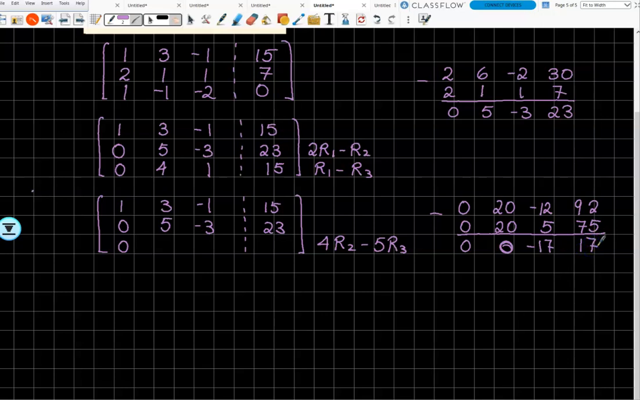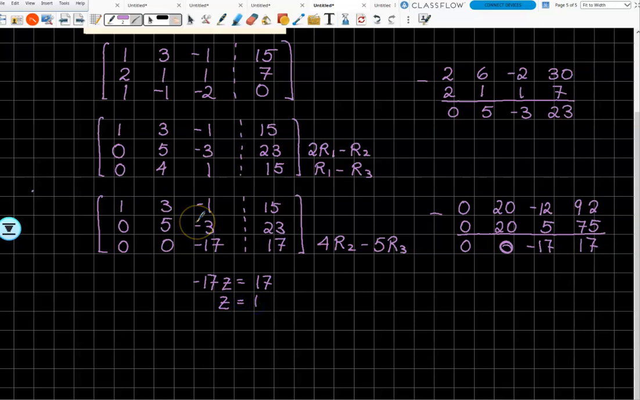Okay. If you were really finicky, instead of doing 4 row 2 take 5 row 1, you could have gone 5 row 3 take row 2 and it would have been 17. But it doesn't matter because this is your Z column, so therefore minus 17 Z equals 17, so Z is 1.